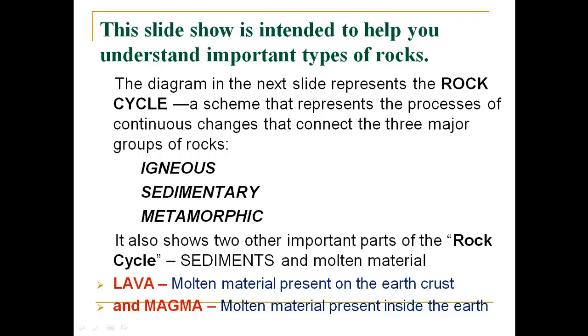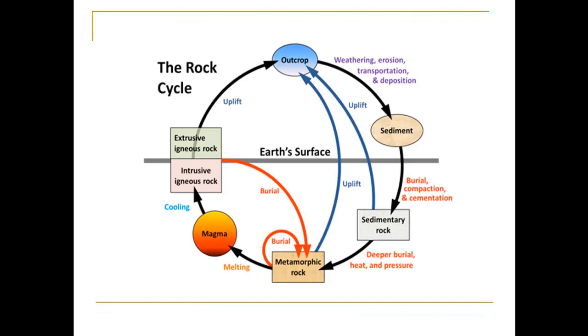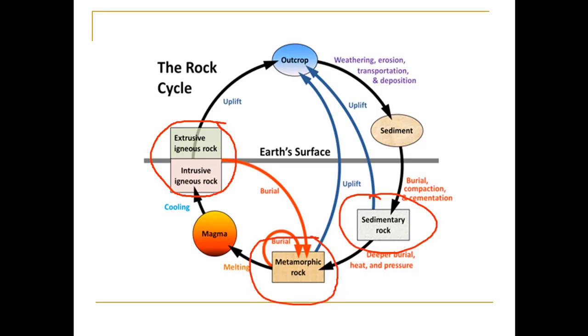Molten material can be categorized in two parts: lava and magma. Lava is a molten material that is present on the earth crust, and magma is a molten material that is present inside the earth. Now we'll understand the rock cycle in detail. On the earth crust, the rock cycle plays a very important role, and it gives birth to different types of rocks. Now in this rock cycle, you can see the three groups or genesis of rock: igneous rock, sedimentary rock, and metamorphic rock. All these three groups of rocks are interconnected.